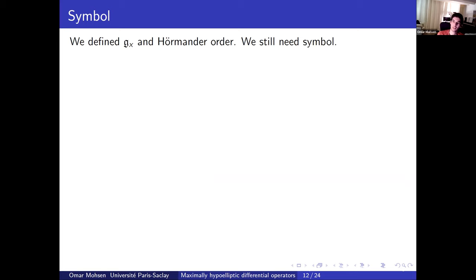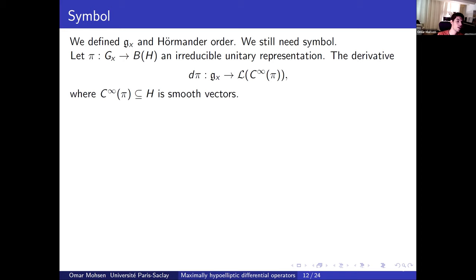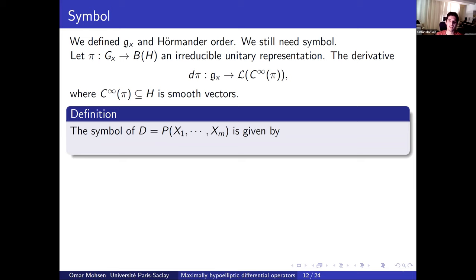We now define the principal symbol. So take an irreducible unitary representation of your group. For the rest of this talk, when I say a representation, I always mean an irreducible unitary representation. So take a representation of your group and take the derivative. I don't really care about the group, I only care about the Lie algebra. So you take the derivative and that becomes a linear map acting on smooth vectors, of course unbounded operators. And if you take your differential operator, you write it as a polynomial in the Hörmander vector fields. The symbol is: you take your polynomial, you take its highest order term, just like you do with the classical principal symbol, and you replace each one of the vector fields with its image in the representation.